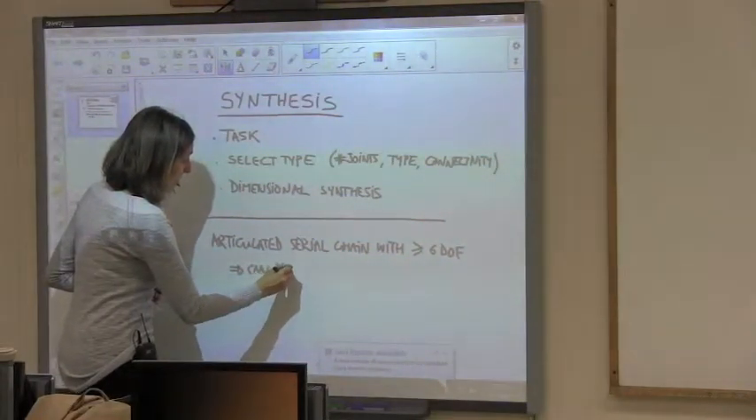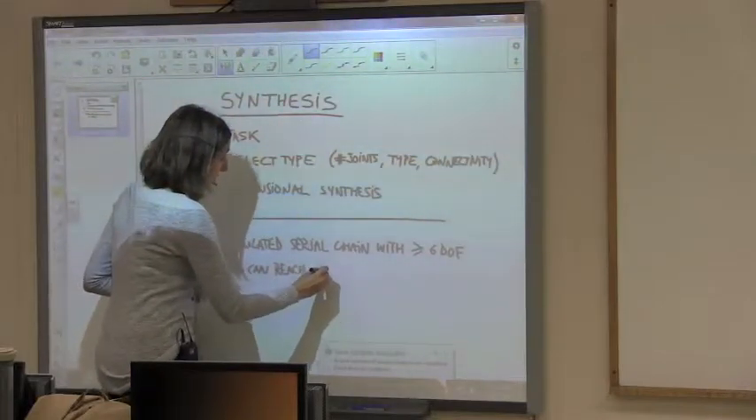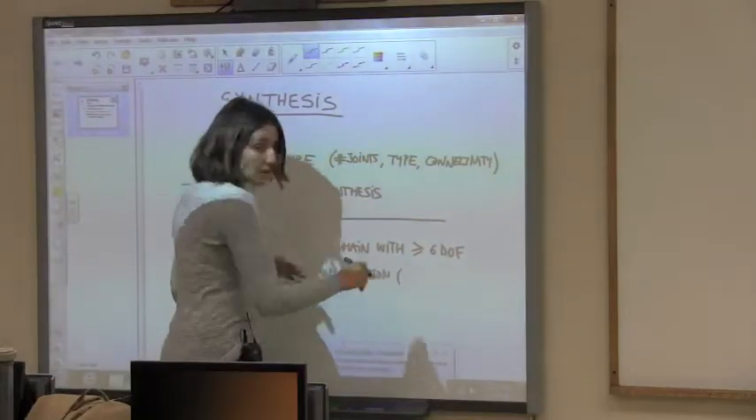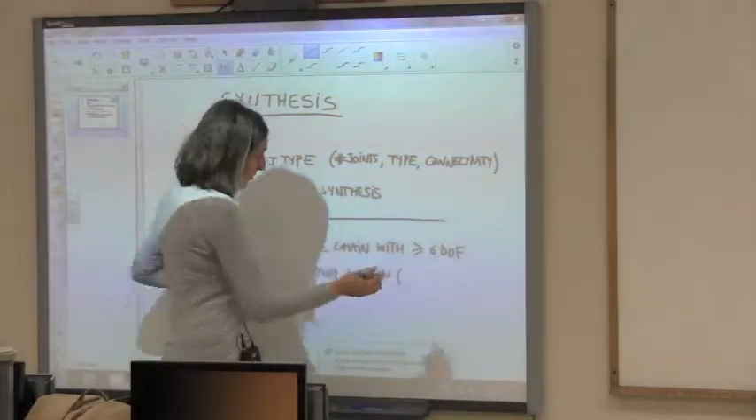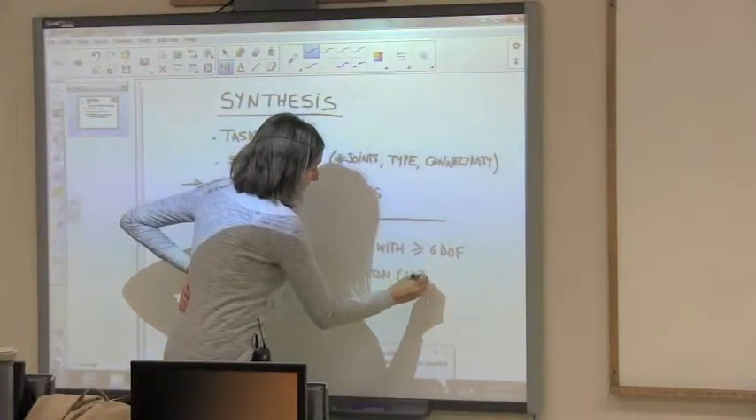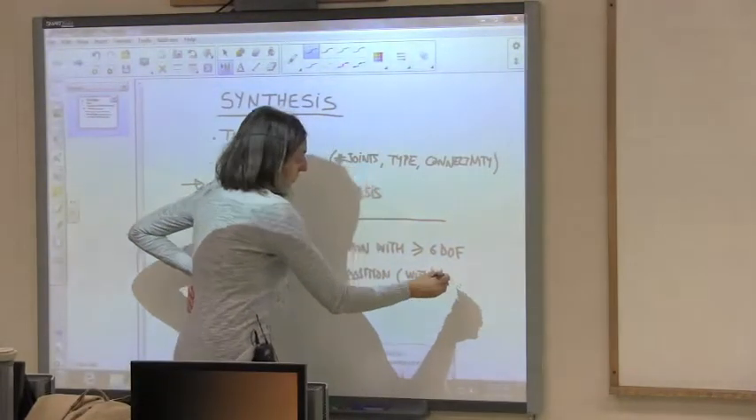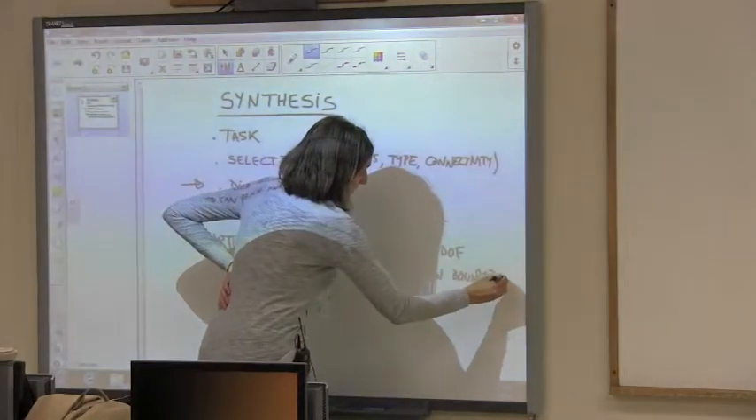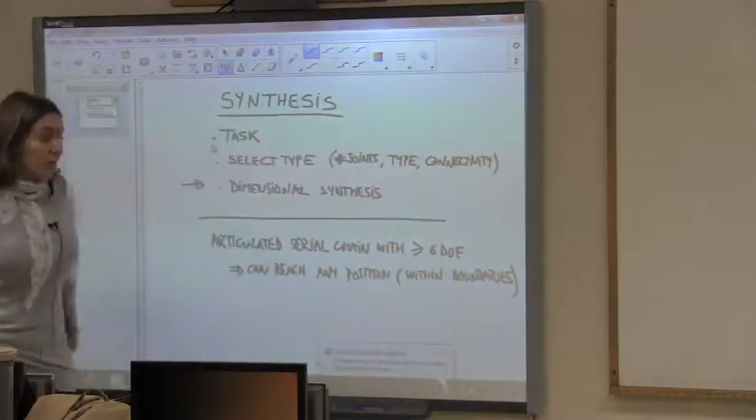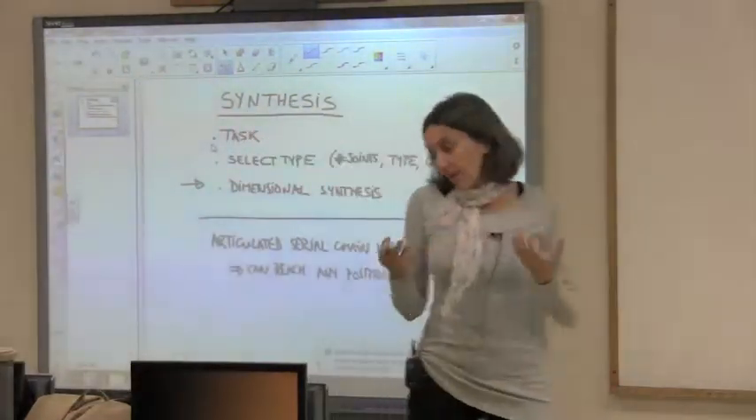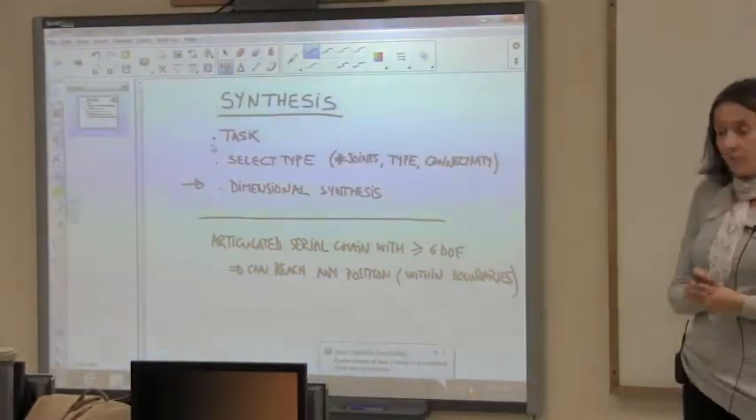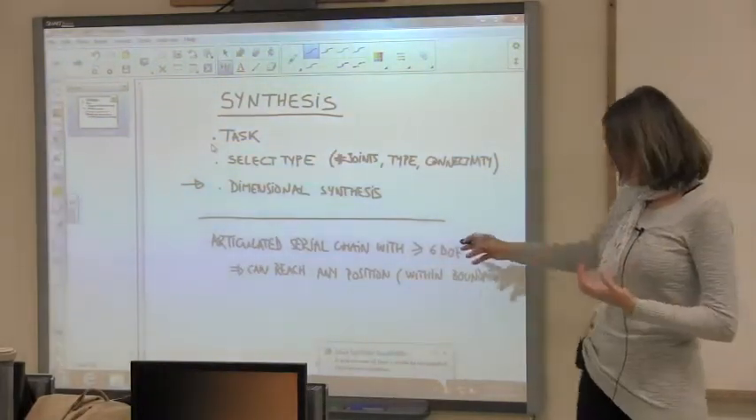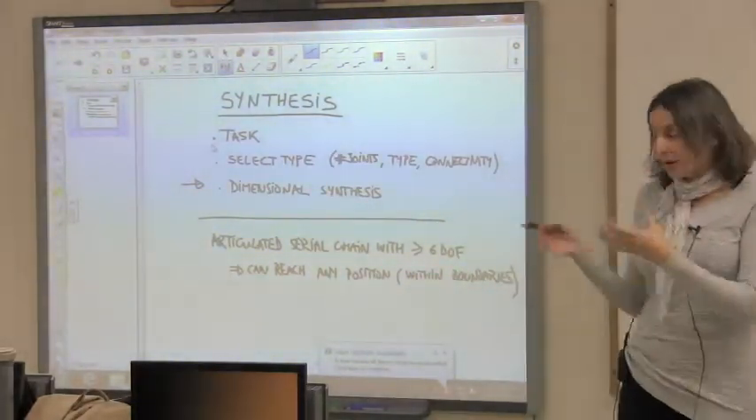It can reach any position which is within the boundaries of its workspace. Why? Because our 3D space is a 6-dimensional space. It has 6 degrees of freedom. So a position has 6 degrees of freedom. If you have 6 parameters, you should be able to solve for those 6 parameters, those 6 joint variables, to get that position always.